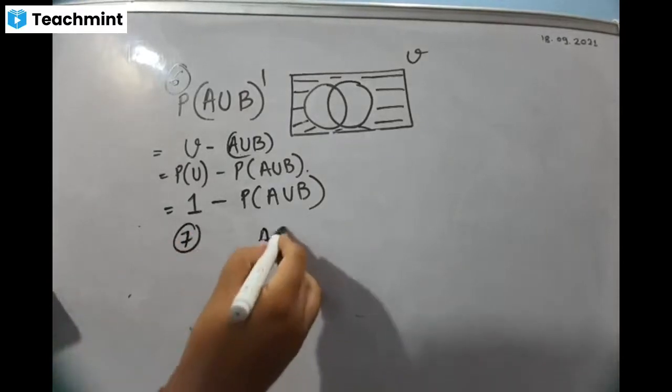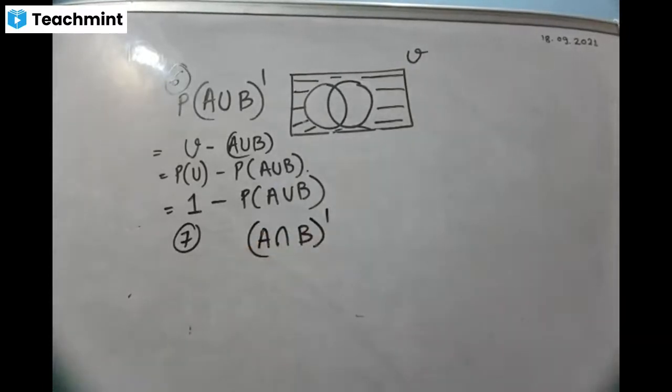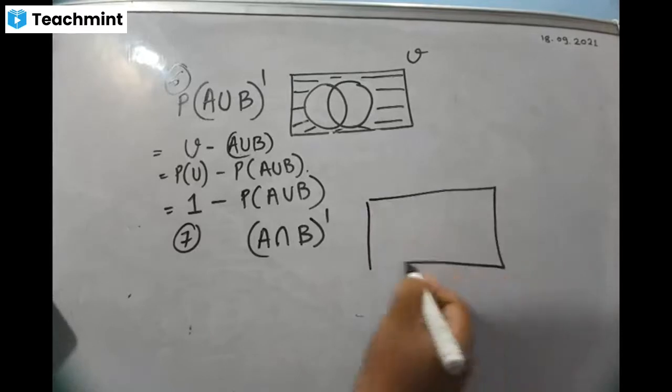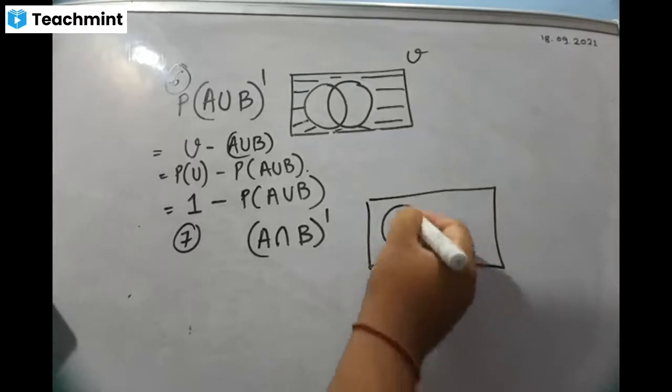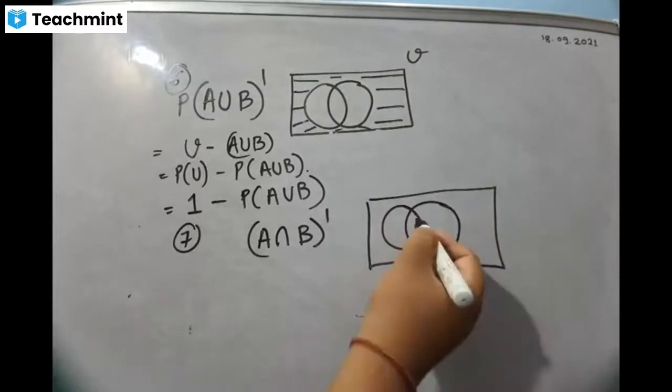What is A intersection B complement? Now look at the board again, everyone. So this is your Venn diagram. Okay. So this is your A and this is your B. So A intersection B means this.